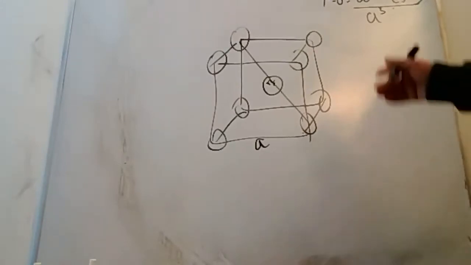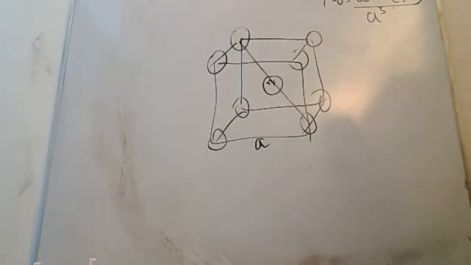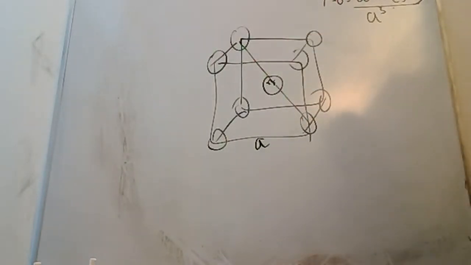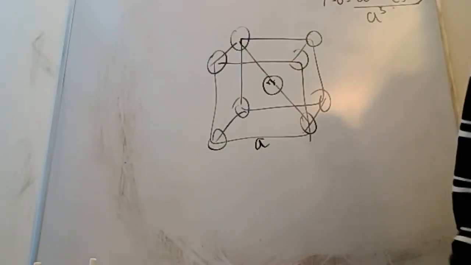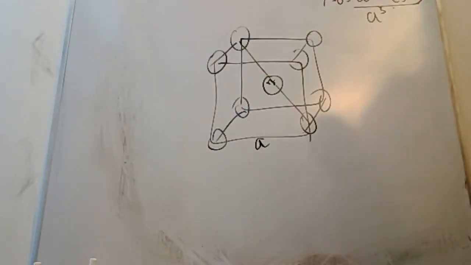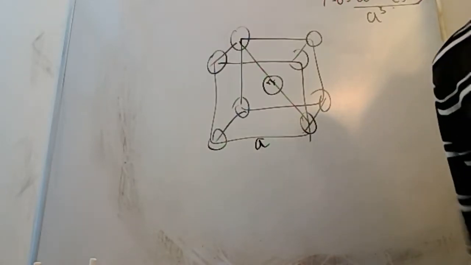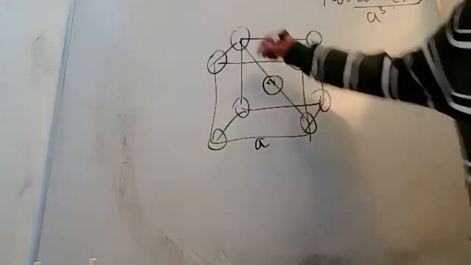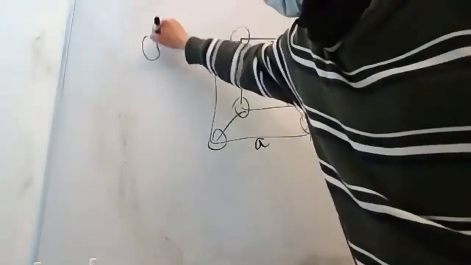All right. So what do we now do? What is the relationship between A and R in a body-centered cube? How is A, the side of the cube, related to R, which is the radius of the atom? We did this before. Would you just replace the 4 with the 2 in the last example? No, the length here still is 4r.